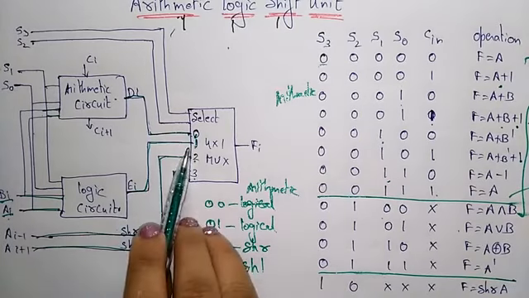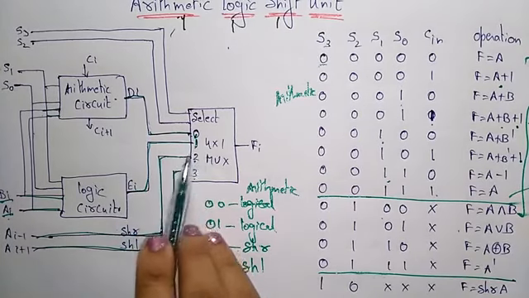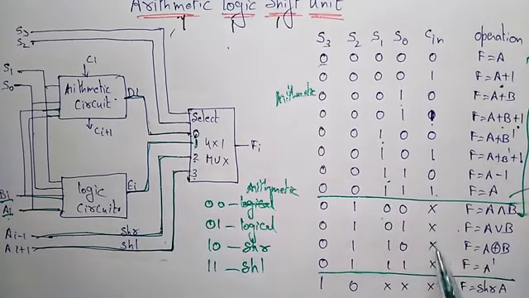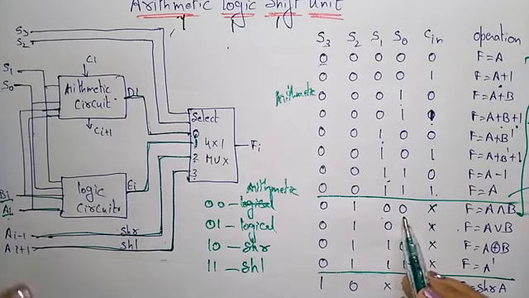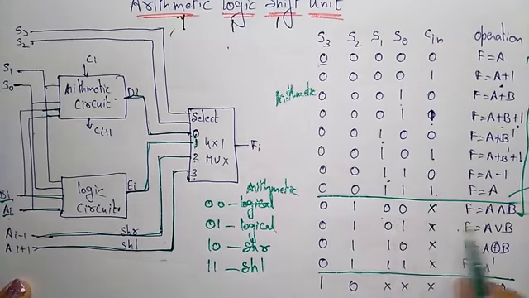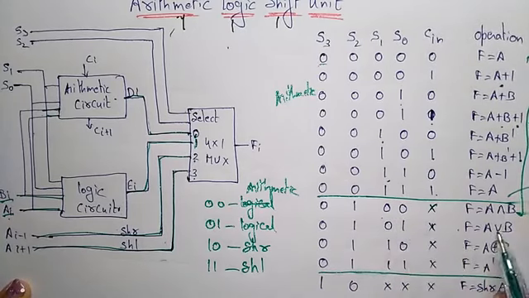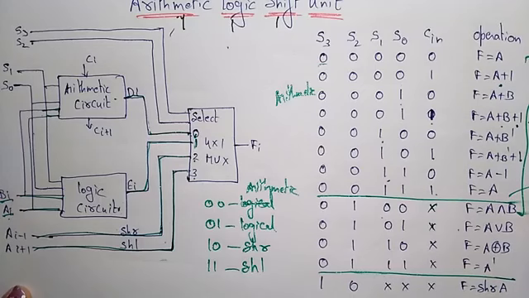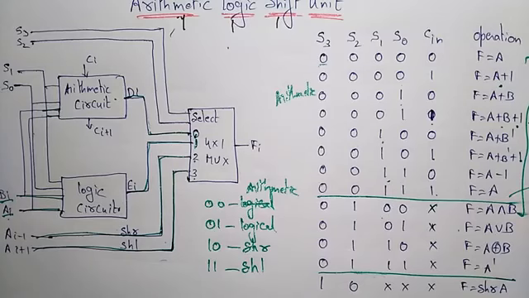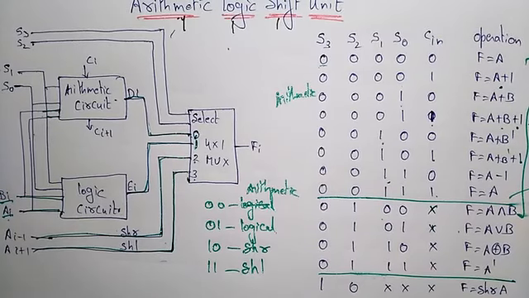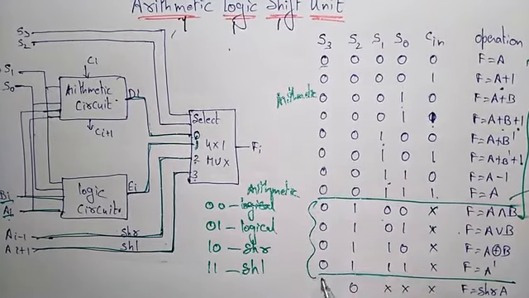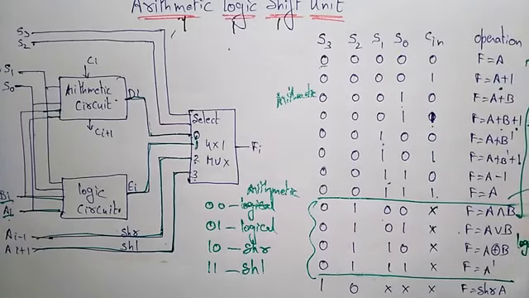So here input 1 of the multiplexer will be selected. The carry will not be there, so it will be don't care conditions. If S1 is 0, S0 is 0, it is the A AND B operation. 0, 1 is A OR B. 1, 0 is A XOR B. 1, 1 is F equal to A complement. You can see this in the logical circuit diagram that I explained previously when I discussed the logical micro operations. So these bits perform the logical operations.